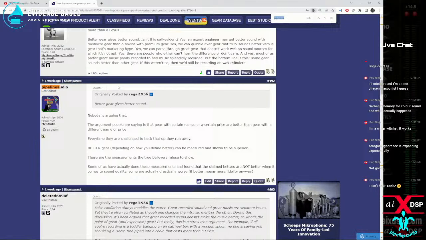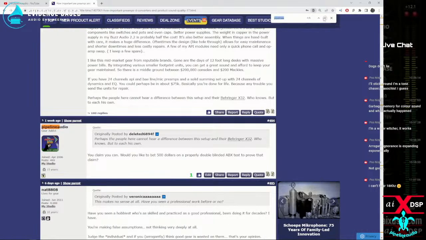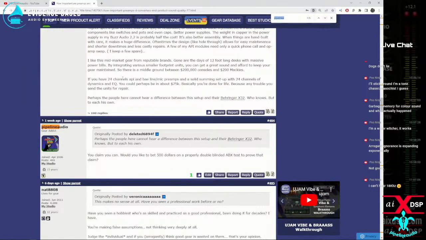And one example of that was the URI or Universal Audio Active Direct box, which really messed up the sound compared to the cheapies. So again, deleted says, perhaps the people here cannot hear a difference between this setup and their Behringer X32. Who knows, but to each his own. Again, rather than providing any evidence, it's just an ad hominem attack, right? So he says, you claim you can. Would you like to bet $500 on a properly double-blinded ABX test to prove that claim? Again, I'm throwing out the challenge. Look, I'll put up $500 and let's see if you can actually hear it.